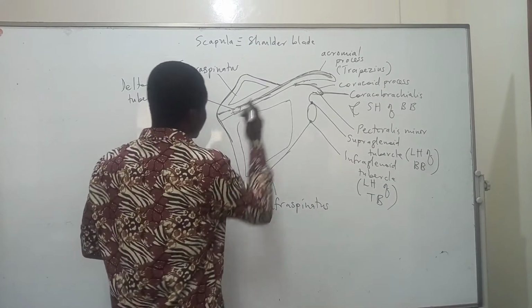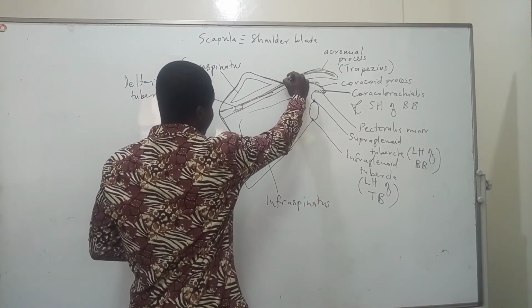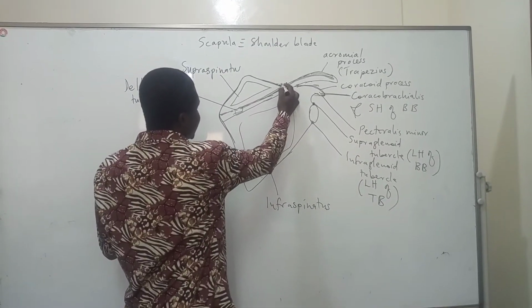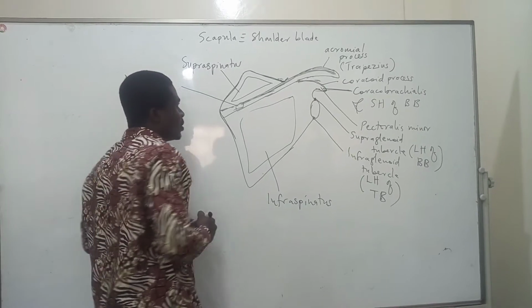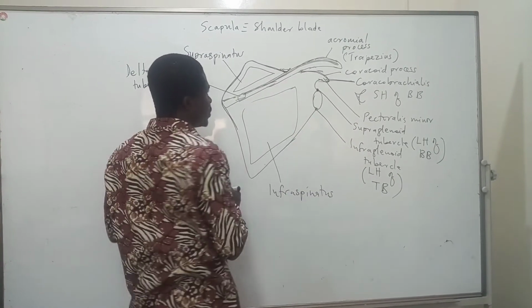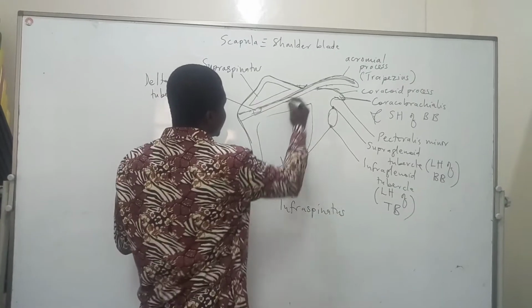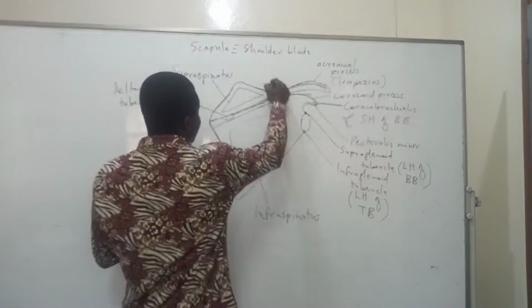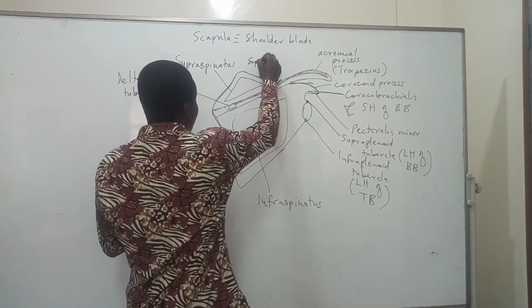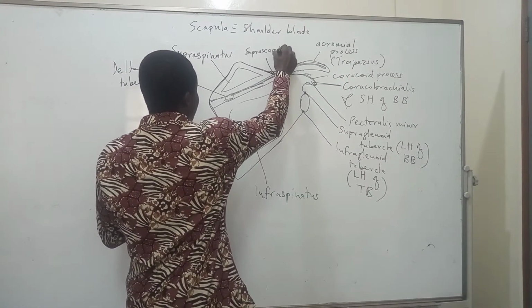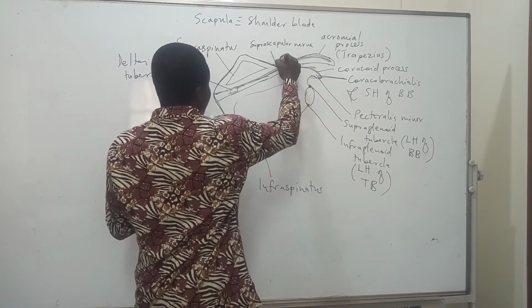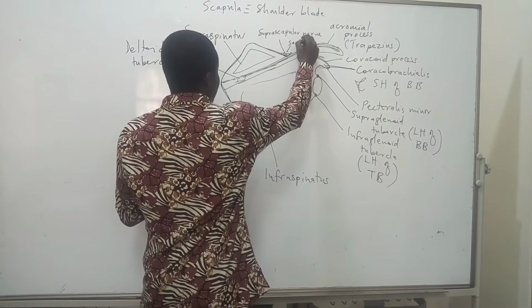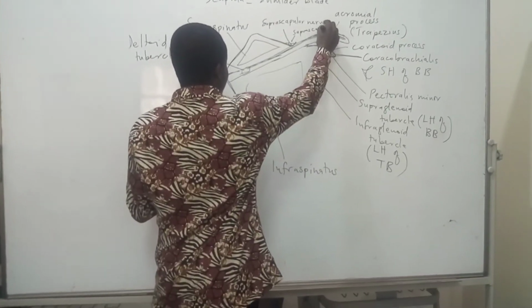Now, we saw that there was a notch here, and in the living, there is a ligament, the transverse scapular ligament or suprascapular ligament, which gets ossified, accommodating the suprascapular nerve. Above this ossified ligament, we have the suprascapular artery.